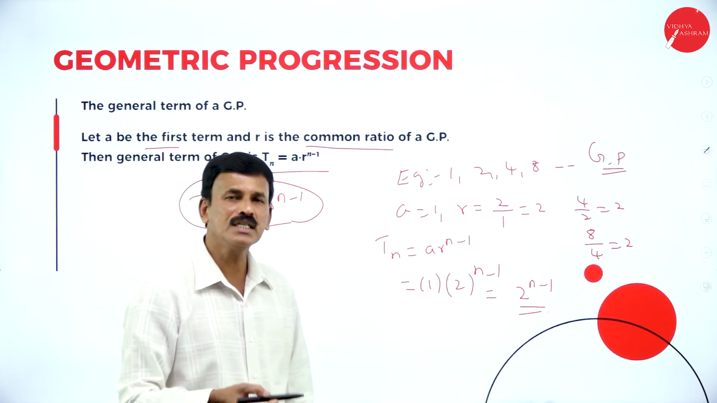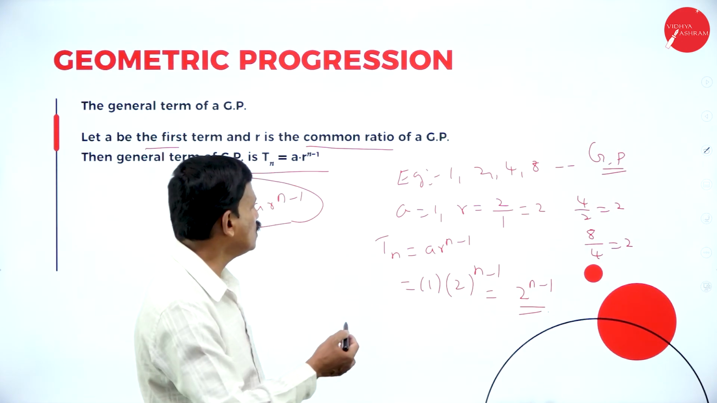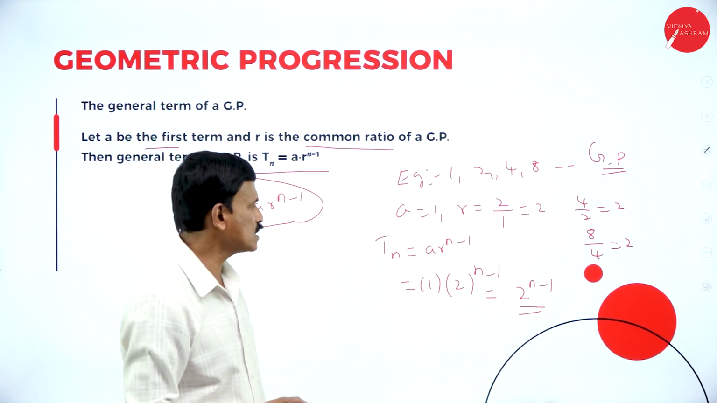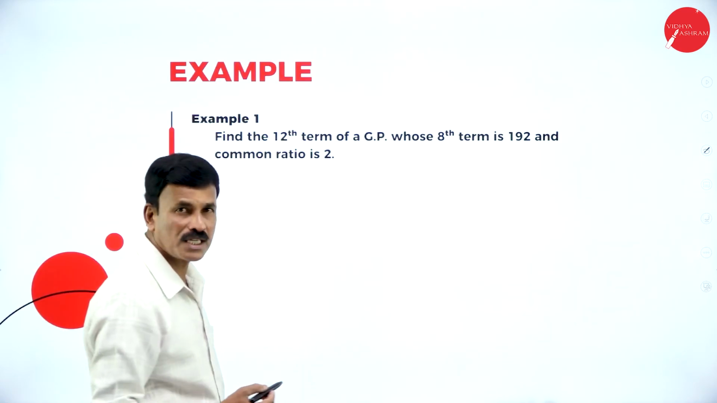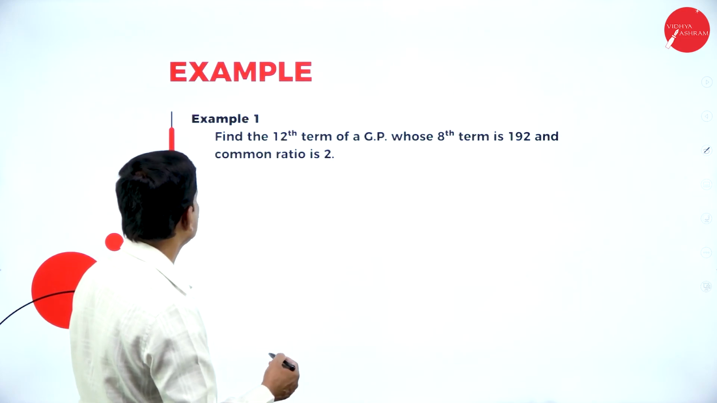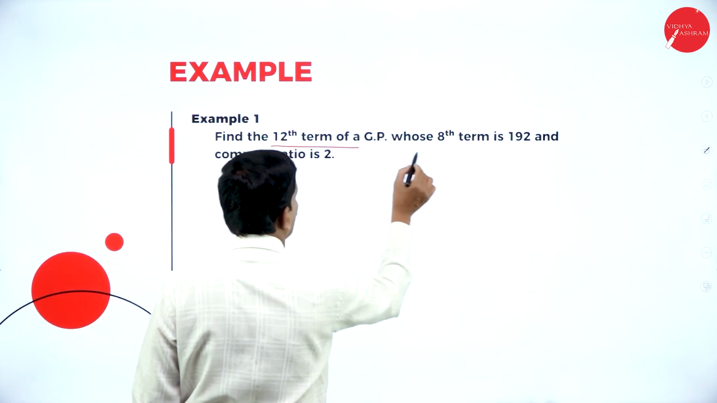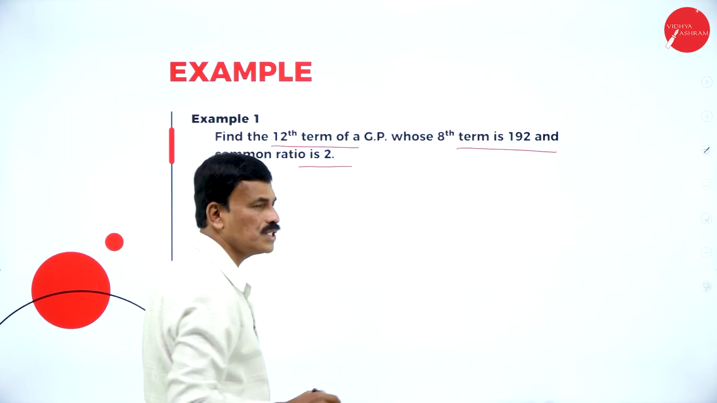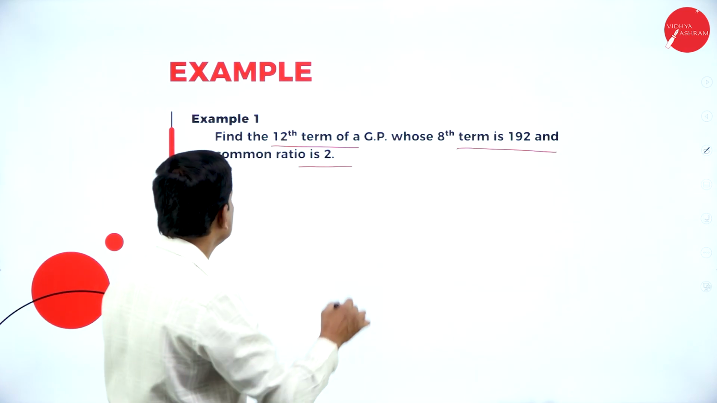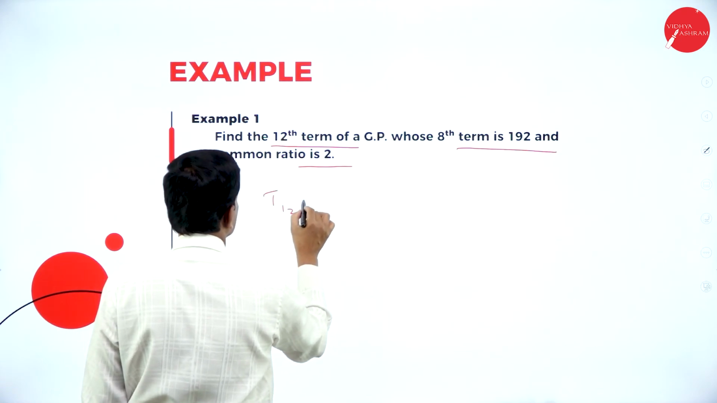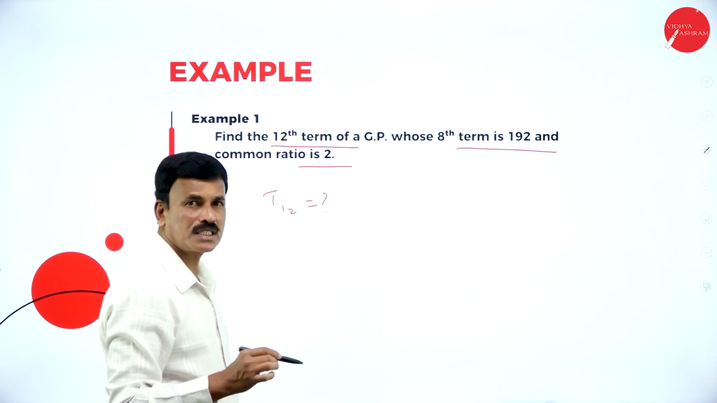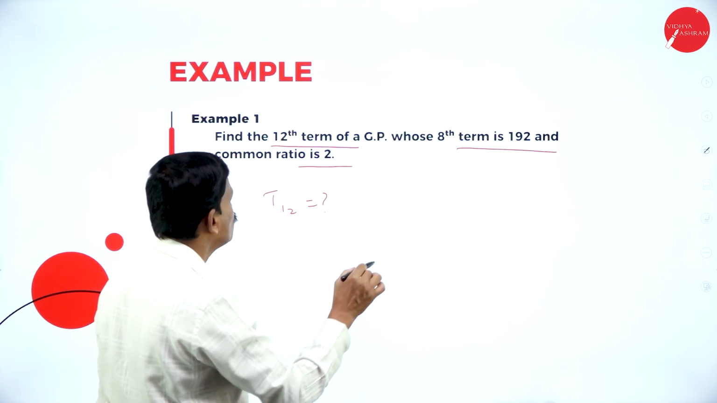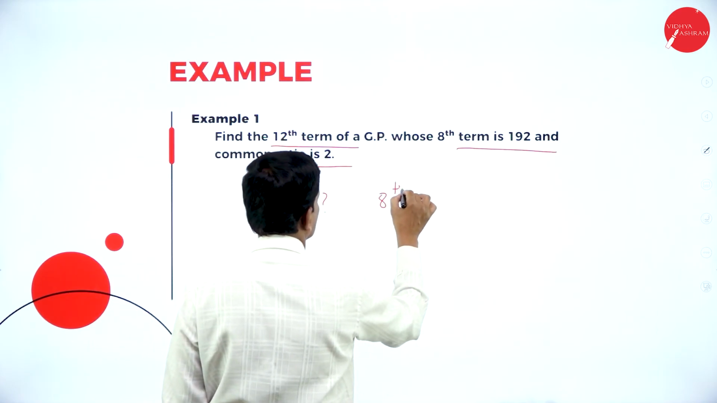So to find the nth term, we are going to use the formula a r to the power of n minus 1. Okay. Let us come to the next problem. Find the 12th term of a GP whose 8th term is 192 and the common ratio is 2. So what is required to find is the 12th term. T12 is to be determined.